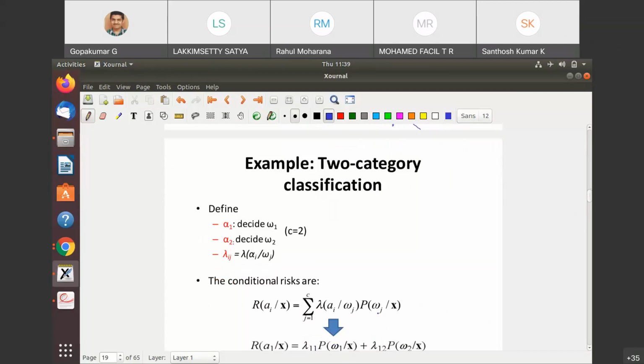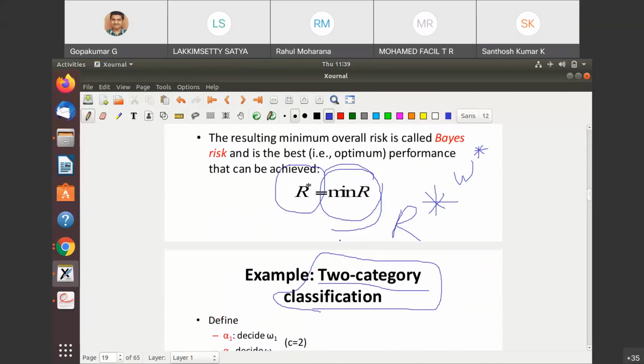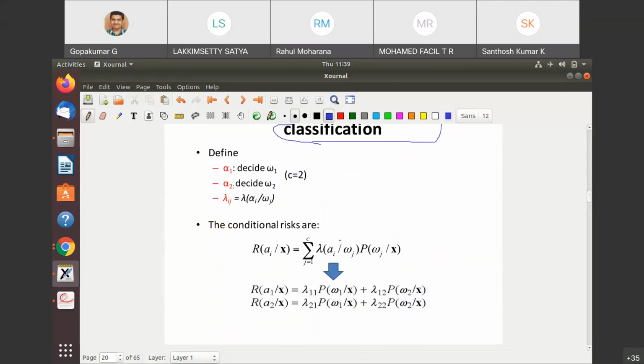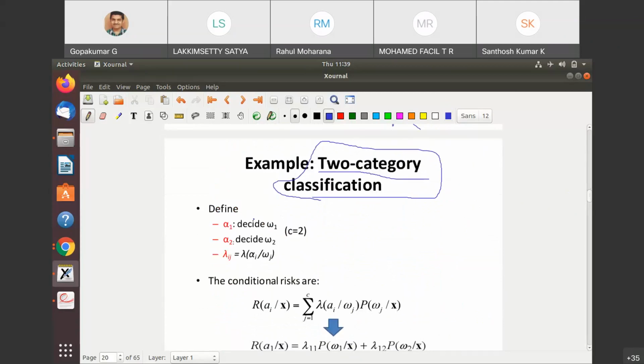As I already mentioned, now we have a specific interesting problem, because generally the majority of problems are actually two-category classification. So we will see how this particular risk and other terms can be evaluated, or how they are defined in this particular case.